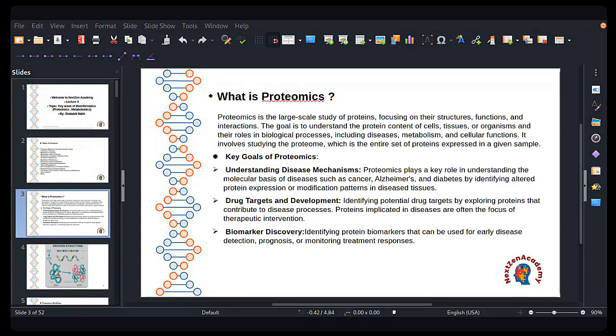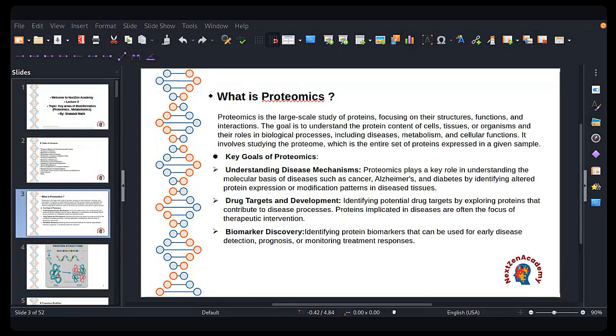Any doubt? We have not started yet about proteomics. I am talking about proteins. So what are the different functions performed by proteins? See, proteins are our building blocks, which help in repairing of cells.